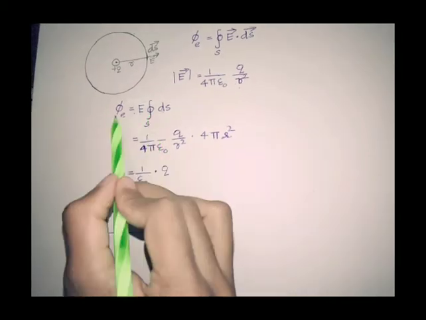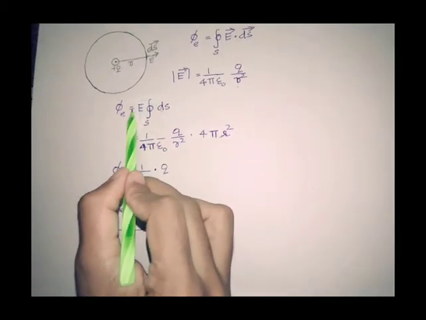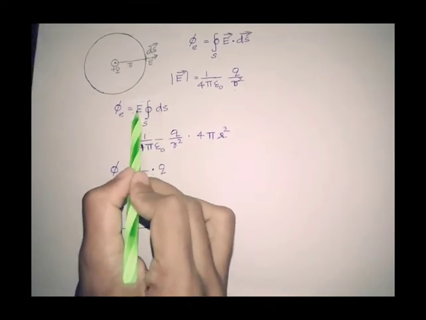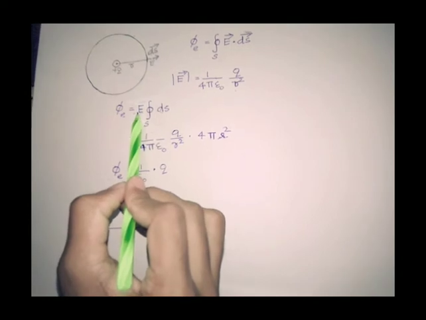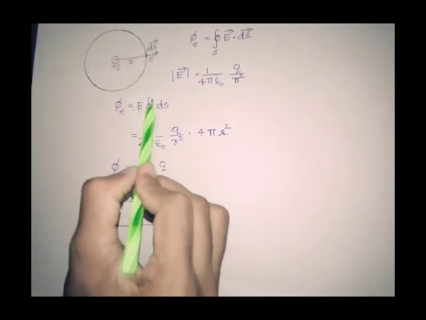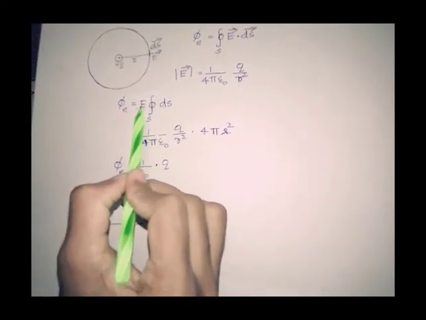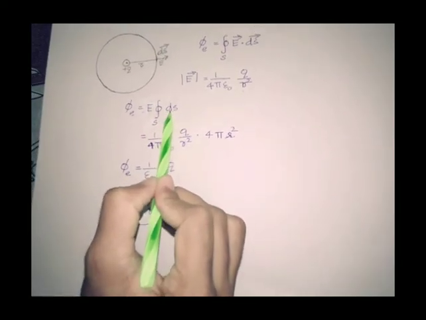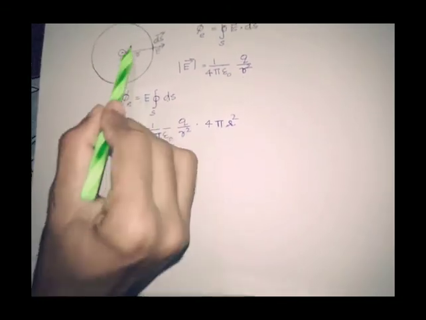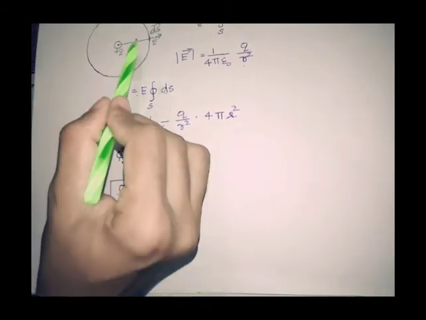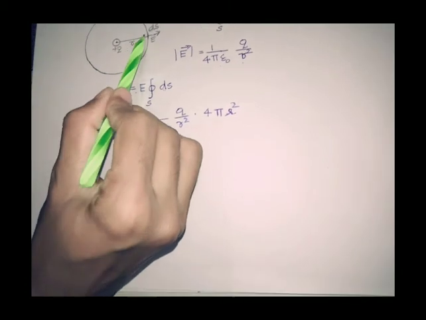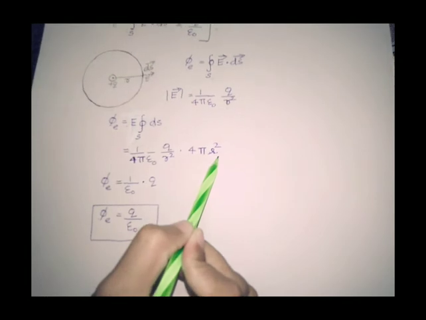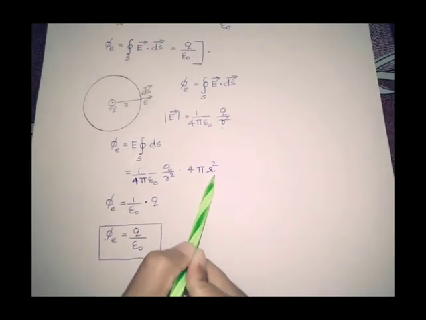So electric flux is equal to E times the closed integral of ds, because E is a constant, that's why it can be taken outside. The closed integral of ds is the surface integral. We know that this is a sphere, so the surface area is 4 pi r square.